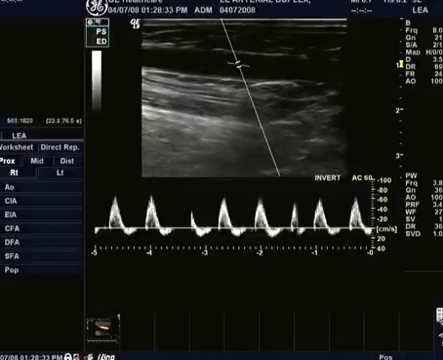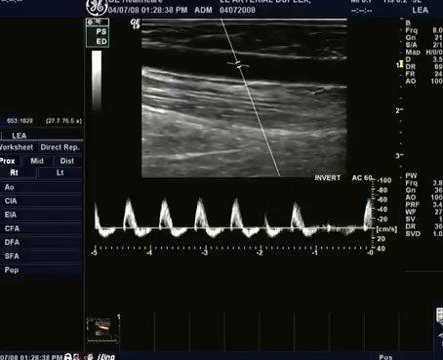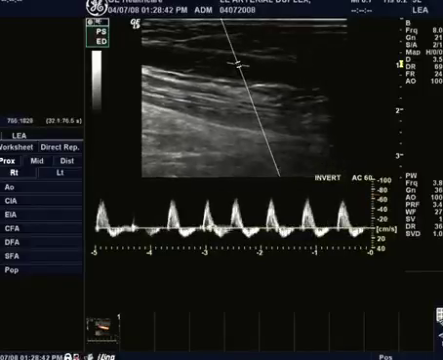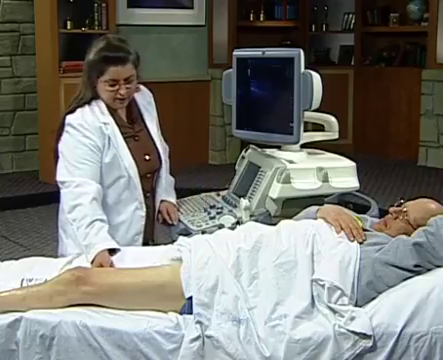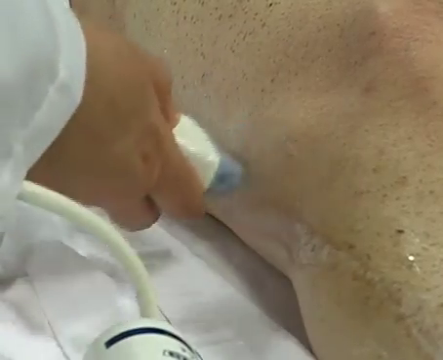Now again, as I'm doing this sort of sweep, you'll see that I'm not aligned to the vessel wall right here, but if I were to take the velocity measurement at this point, I'd work a little bit to get a better angle. But I'm doing the survey, I'm doing the sweep down the leg to make sure that I can see everything I need to see. A little more gel.